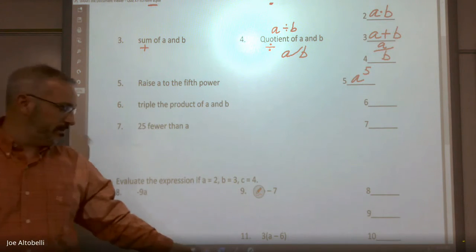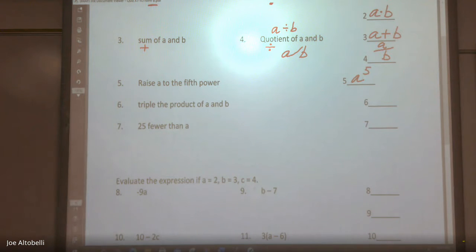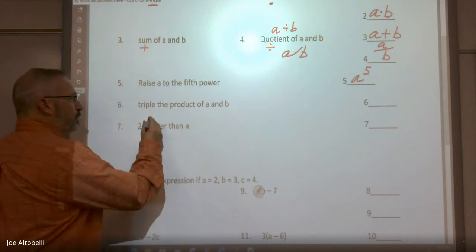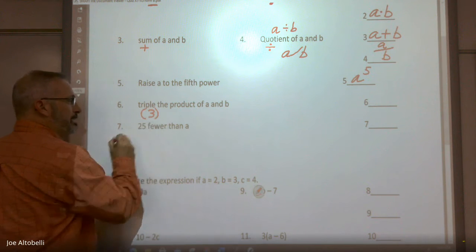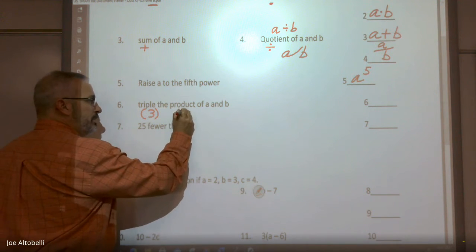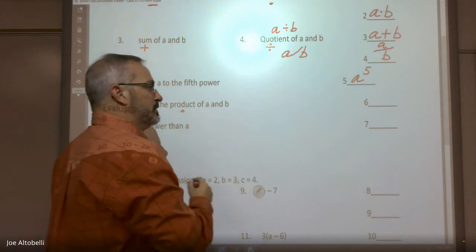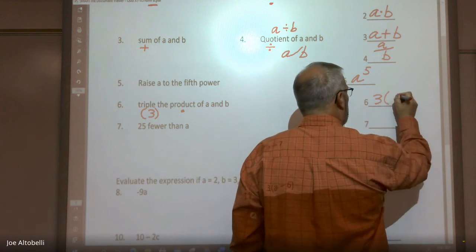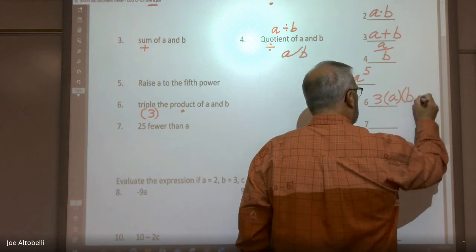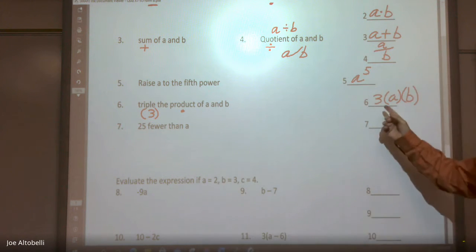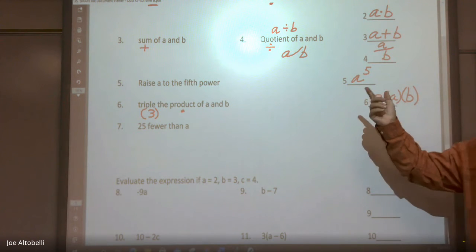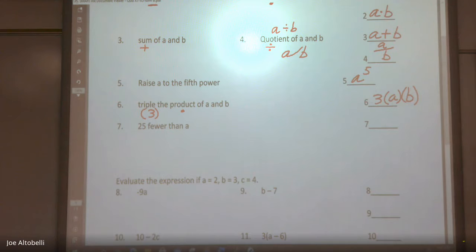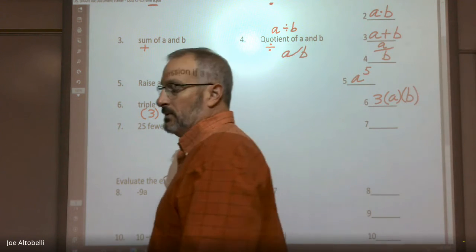Triple the product of A and B. Triple means we're going to multiply by 3. The product means we're going to multiply. So we're just going 3 times A times B. You can use dots in between, and you can just write it 3AB because it means multiplying. Okay, so 3AB.